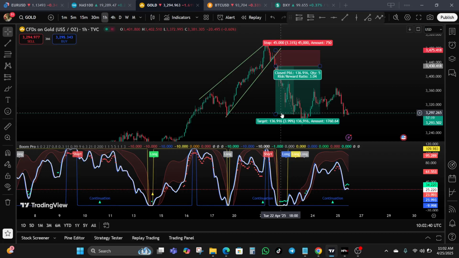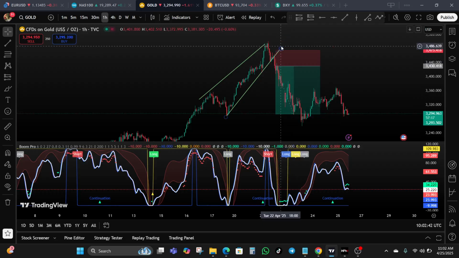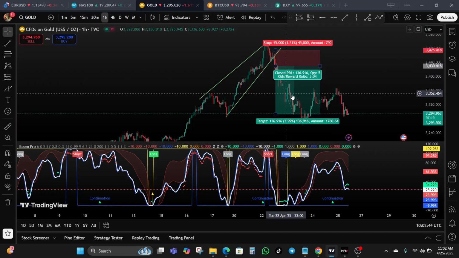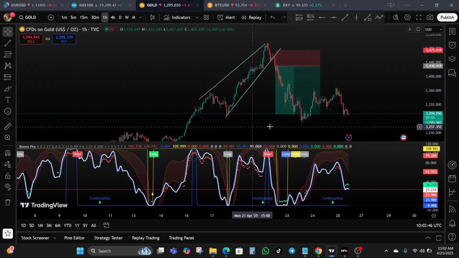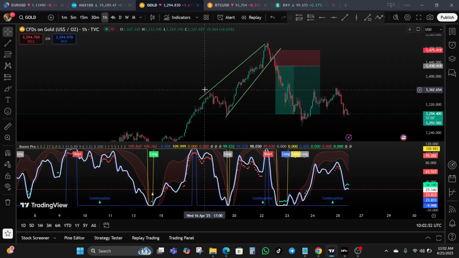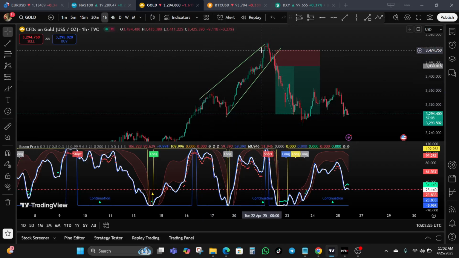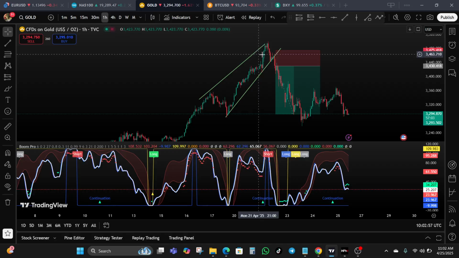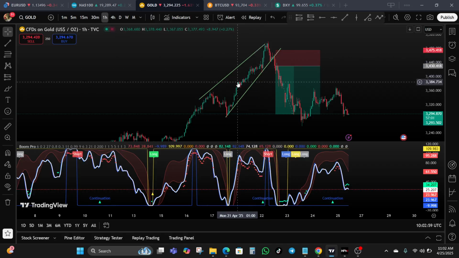So you should ensure that your stop loss is above a swing high, that is for a sell, or below a swing low for a buy. And your take profit should be around a support, or even above a support for a sell, or for your take profit for a buy trade, perhaps below a resistance or around a resistance.